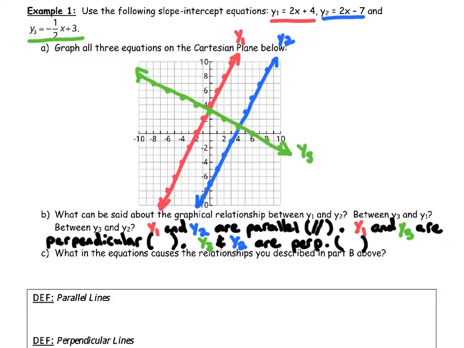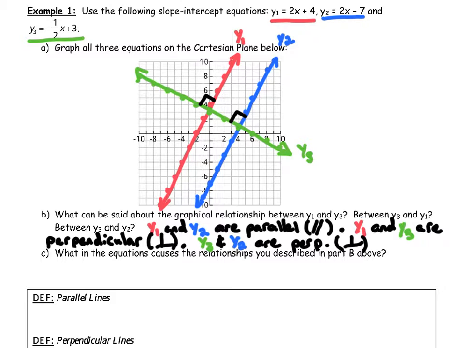The relationship between y1 and y3 is much different. They're not parallel because they actually intersect. Now when they intersect, they actually form a 90-degree angle, and that's why we call them perpendicular. The same can be said about lines y2 and y3. So perpendicular, if we're going to use a symbol for that, we use this symbol, which kind of looks like an upside down T. So from here on out, instead of using the words parallel or perpendicular, you can use those symbols.